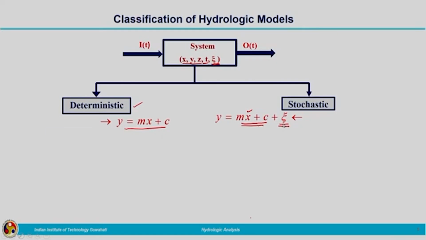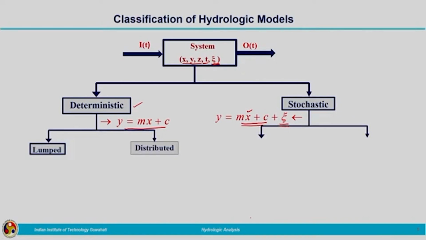In detail you will study this when you study the course on stochastic hydrology. Here I am not going deep into that topic; we will be discussing only deterministic models. Deterministic models can be classified into lumped model and distributed model. What is the difference between lumped and distributed? A lumped model is one in which space variation is not taken into consideration, and a distributed one is one in which space variation is taken care of.